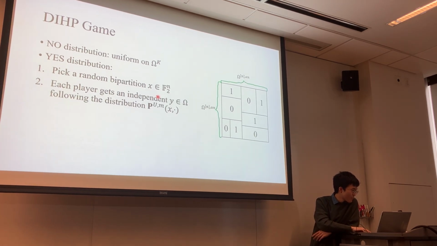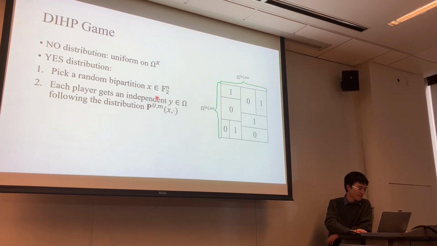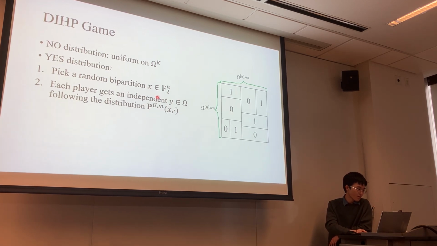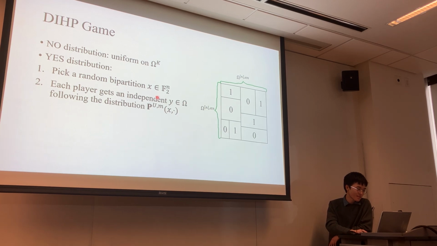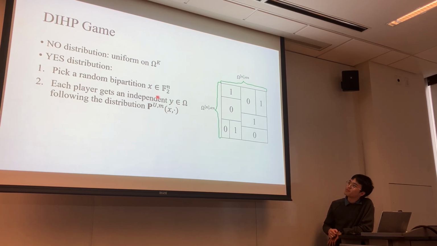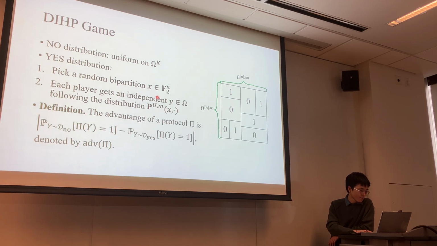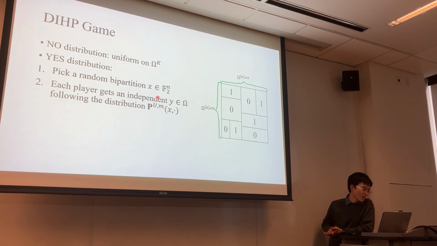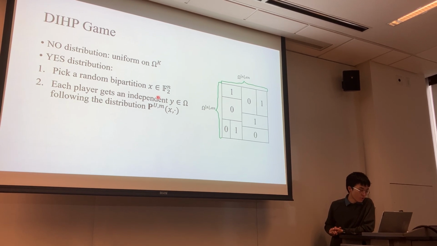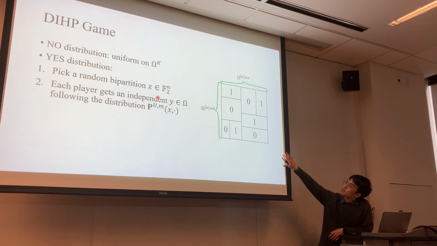recall there's a Markov transition matrix. So this X is a row in the Markov transition matrix, and it defines a probability distribution over random instances. So each player gets an independent Y following this distribution. So now we have defined two probability distributions over this joint input space.